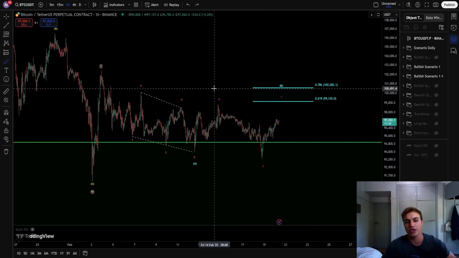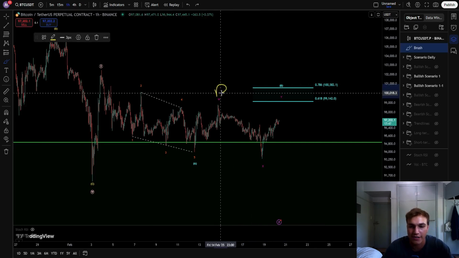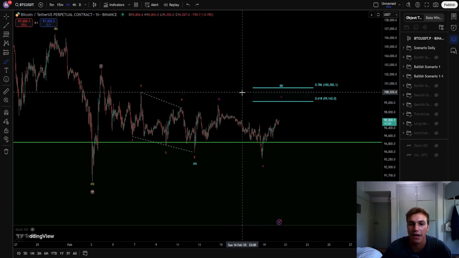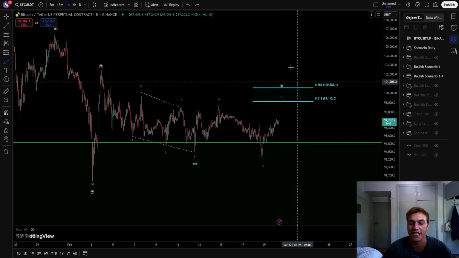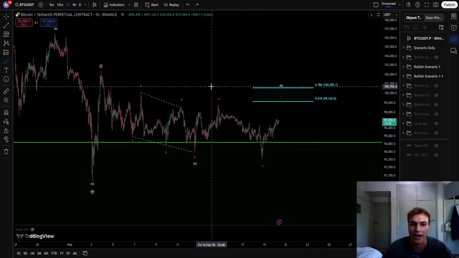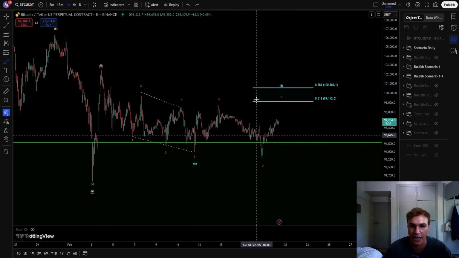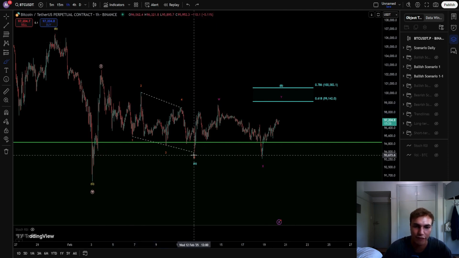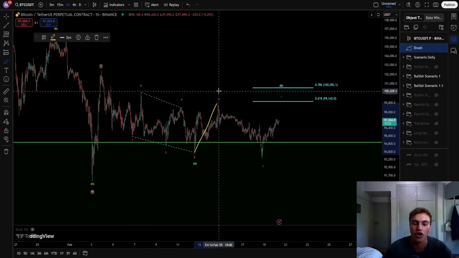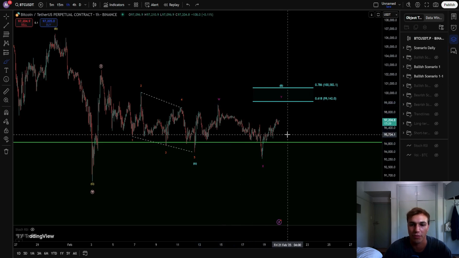The wave B could definitely have been finished at this area here, but the likelihood that we are still looking for a higher wave B is, in my opinion, higher than this being the wave B here. Just because the wave A was very long in time, the fact that this would be a wave B looks to me very low probability.